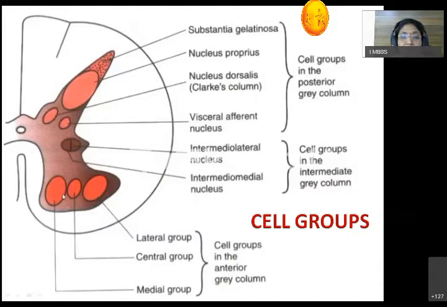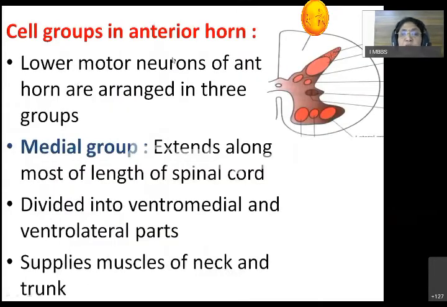So let us see what is the fate of these cell groups. First we will see the cell groups which are present in the anterior horn. The cell groups in the anterior horn are nothing but the lower motor neurons. These lower motor neurons are arranged in medial group, lateral group, and central group. The medial group extends along the entire length of the spinal cord.